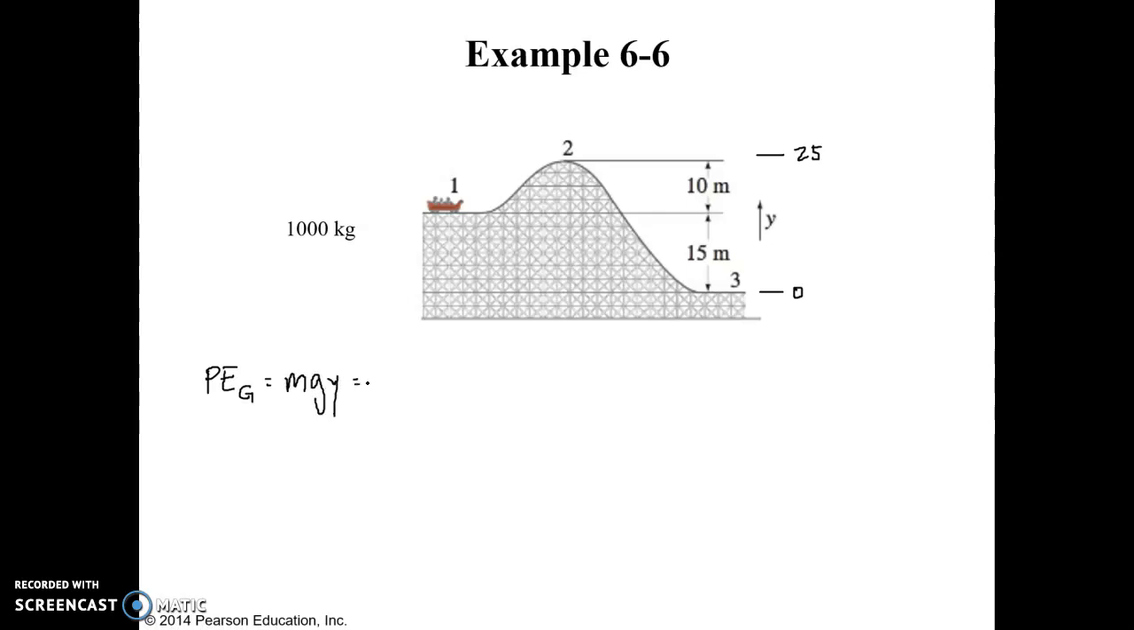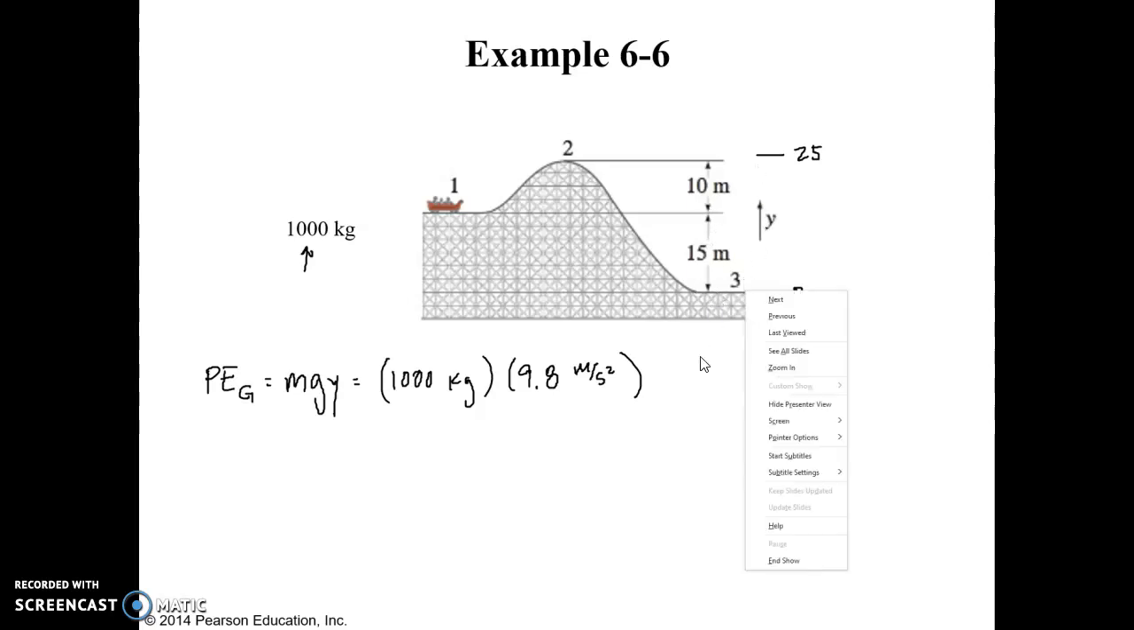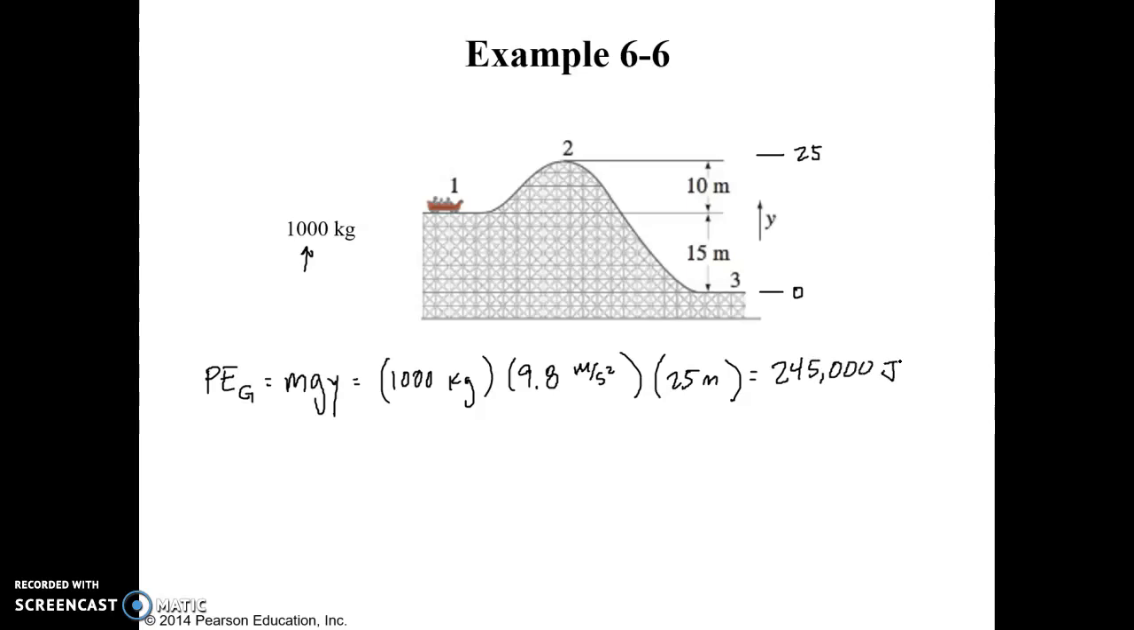So the potential energy due to gravity is mgy. The mass of the roller coaster car is 1,000 kilograms. The acceleration due to gravity is 9.8 meters per second squared. And the change in elevation is 25 meters. So let's calculate that. I got 245,000 joules.